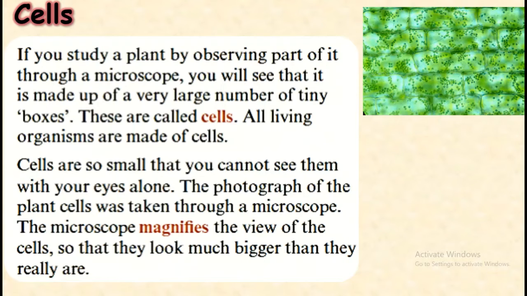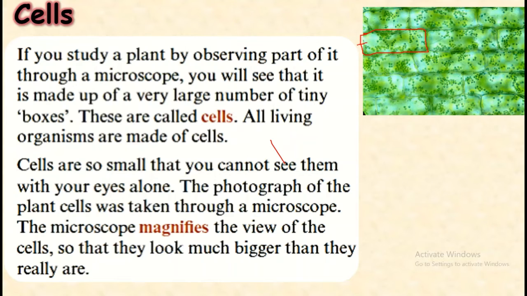Now coming to cells. What are cells? In short, all living organisms are made up of cells. Now cells are very small in structure. You cannot see a cell with your naked eyes. You have to use a device which is called a microscope to see the cell. If you see a plant cell in a microscope, you will see these kinds of box-like structures.